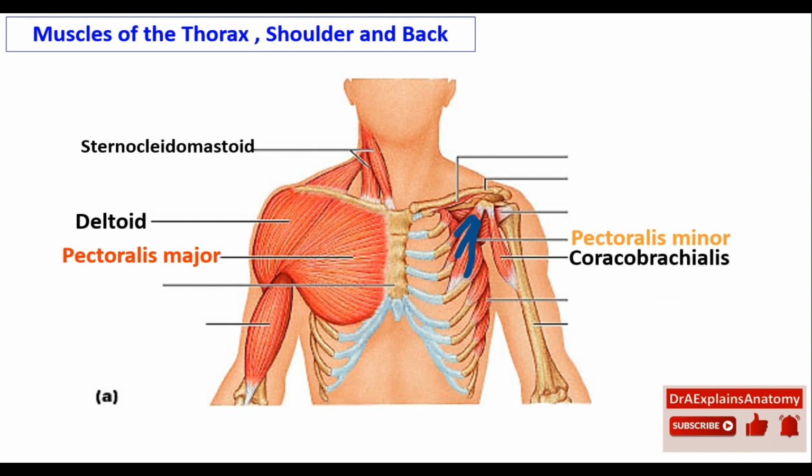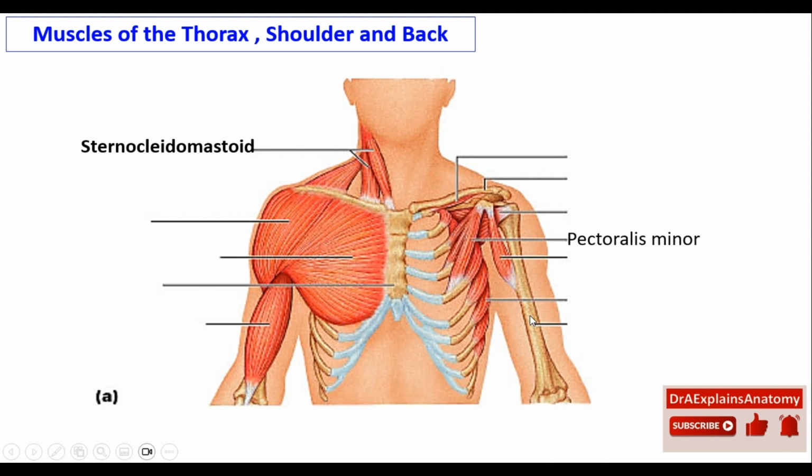This right here is the coracobrachialis muscle. Coraco from the coracoid process of the scapula. Brachialis, it is attached to the humerus in the brachial region. Whereas this is the biceps brachii muscle. This is the subscapularis muscle. The subscapularis muscle is located in the subscapular fossa of the scapula.